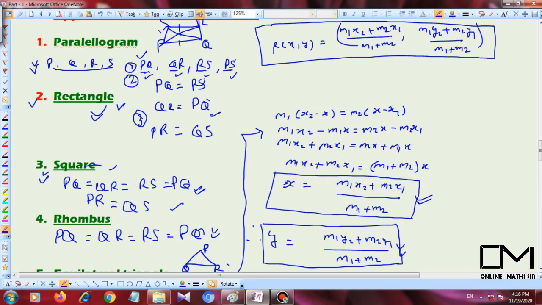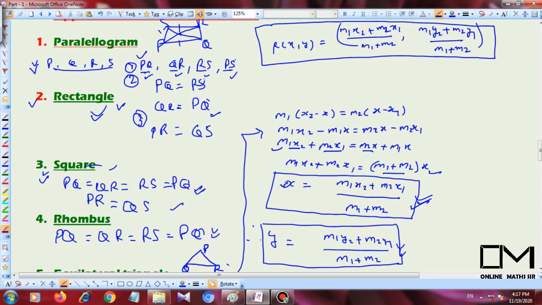Transfer the negative term m2 x1 to the other side, then you will get m1 x2 plus m2 x1 equal to m2 x plus m1 x. Taking x as common, you get m1 plus m2 inside the bracket, and this is equal to m1 x2 plus m2 x1. Now to find the value of x, divide by m1 plus m2, then you will get x equal to m1 x2 plus m2 x1 upon m1 plus m2. This is the x coordinate.